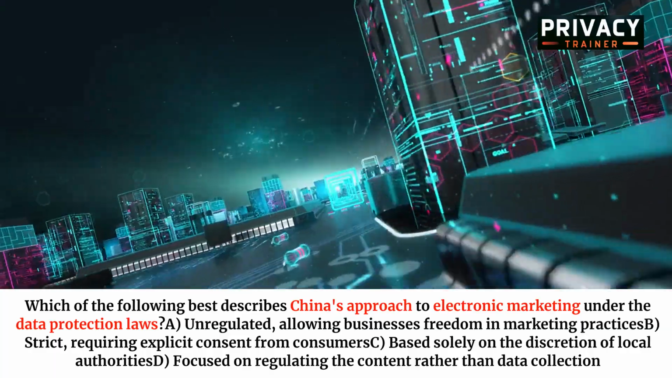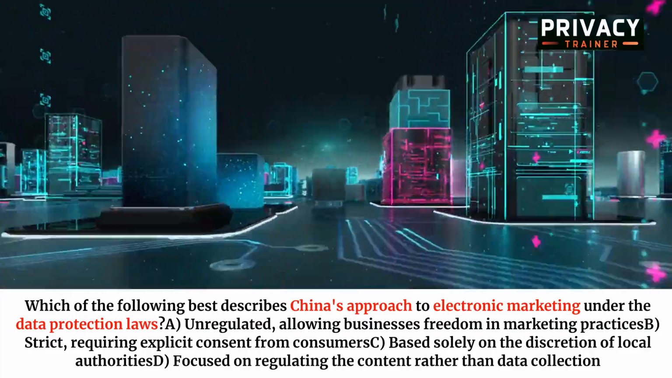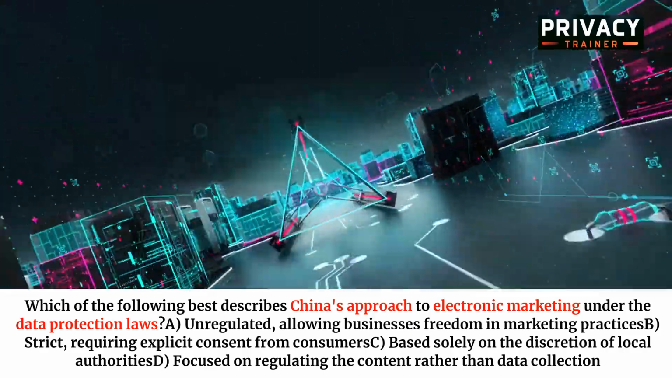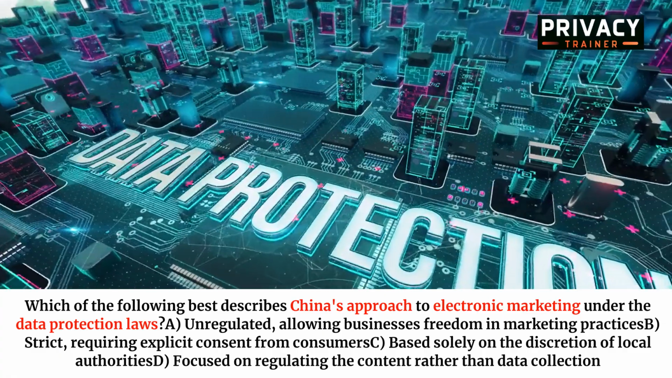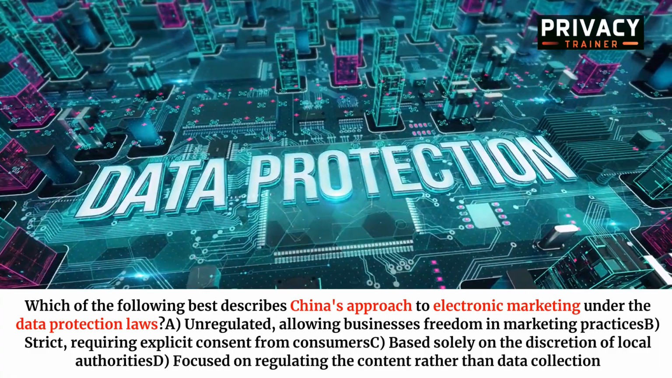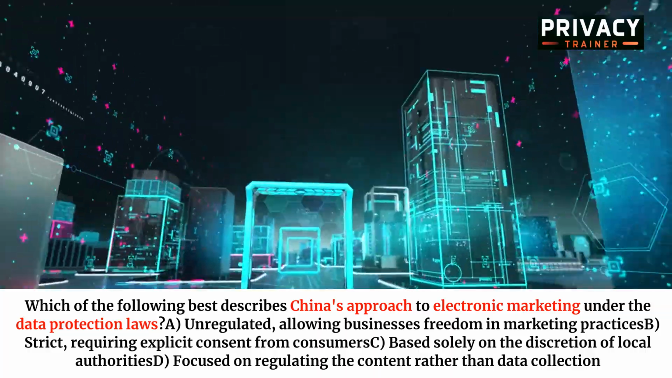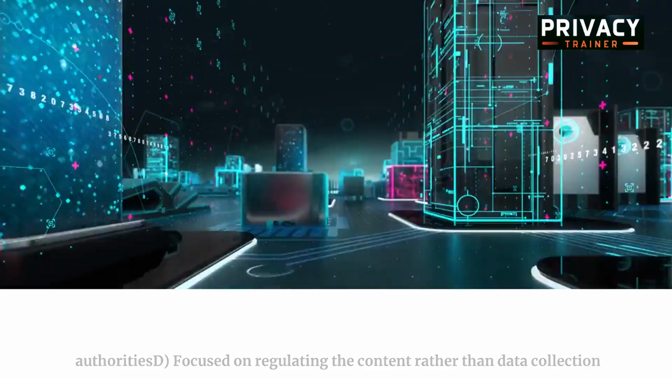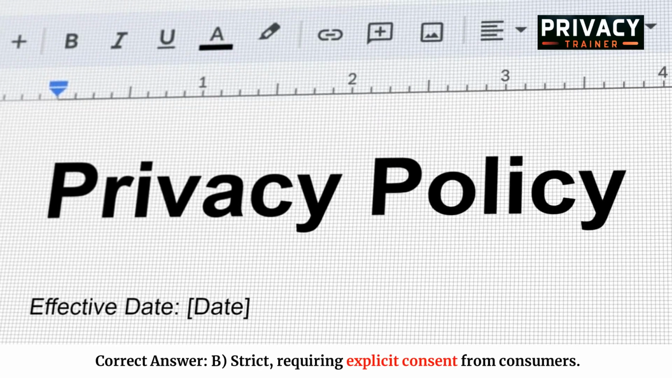Which of the following best describes China's approach to electronic marketing under the data protection laws? A. Unregulated, allowing businesses freedom in marketing practices. B. Strict, requiring explicit consent from consumers. C. Based solely on the discretion of local authorities. D. Focused on regulating the content rather than data collection. Correct answer, B. Strict, requiring explicit consent from consumers.